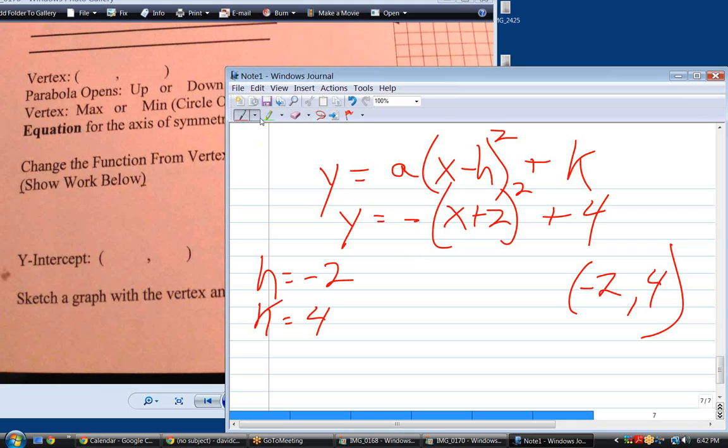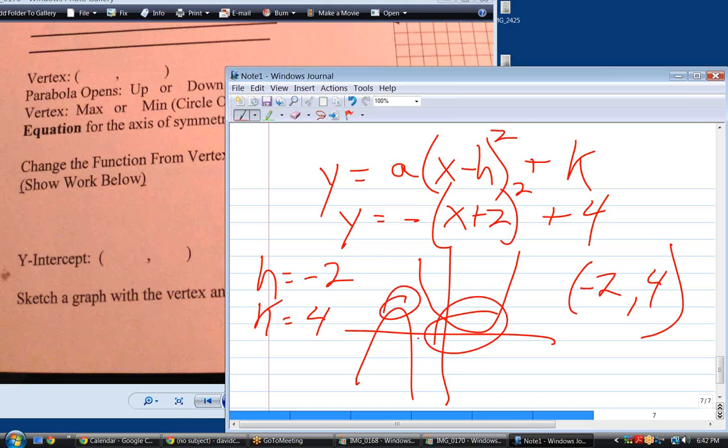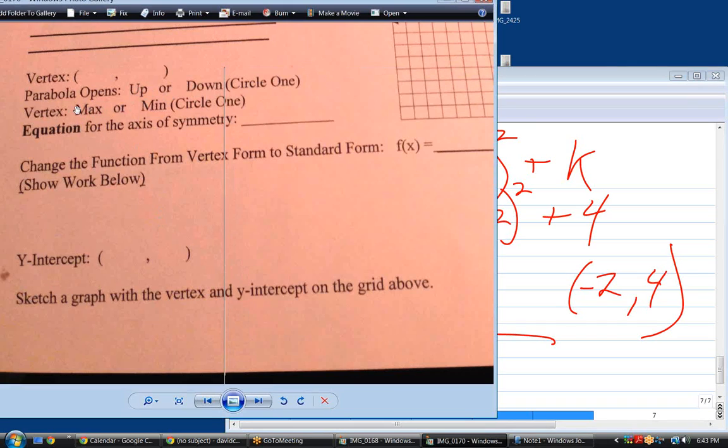Vertex, maximum or minimum? Are we dealing with a maximum or a minimum parabola? By that, if I have a parabola that looks like that, that's a minimum. If I have a parabola that looks like that, that's a maximum. So what it's really asking you is, does the parabola open up or down? Which it just asked you, the previous question. So this goes with this. If it opens up, that goes with minimum. If it opens down, that goes with maximum. So it's a maximum.